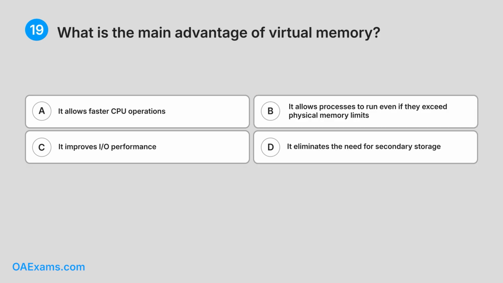19. What is the main advantage of virtual memory? A. It allows faster CPU operations. B. It allows processes to run even if they exceed physical memory limits. C. It improves I/O performance. D. It eliminates the need for secondary storage. What do you think is the answer?